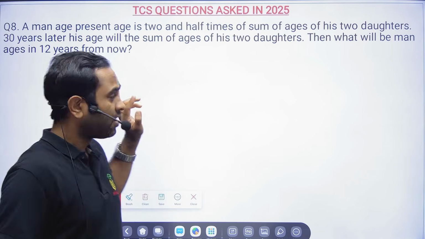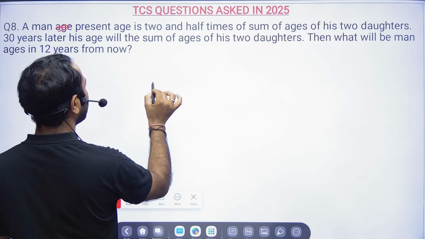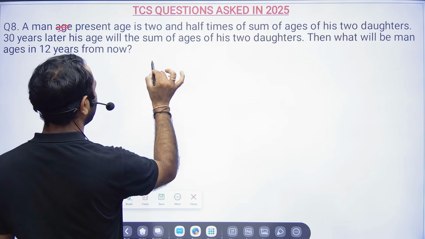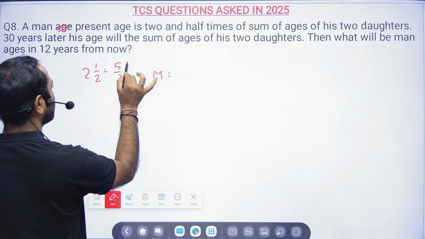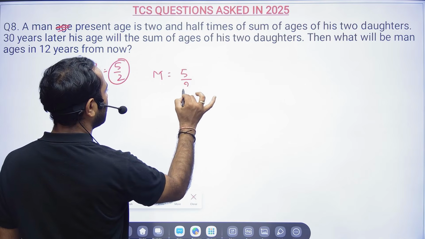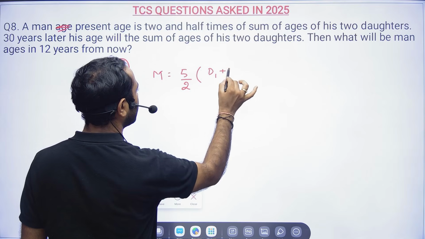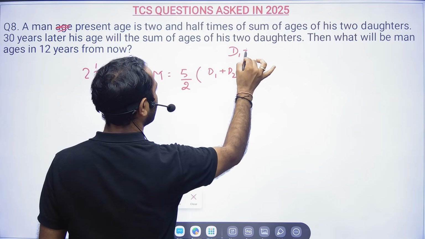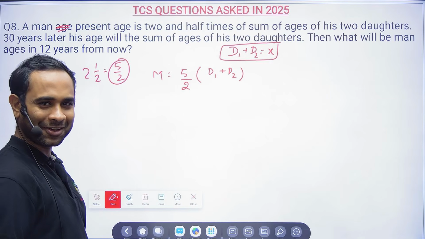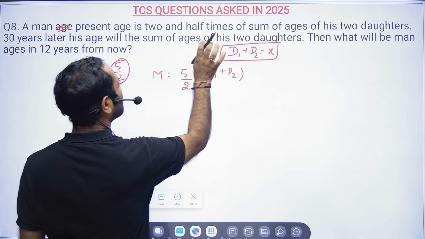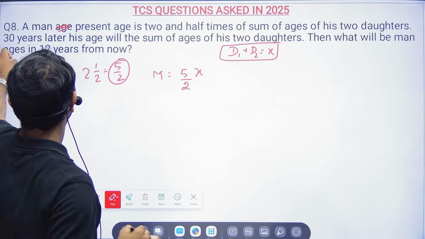Okay. Now let's see. So here a man's present age is 2.5 times, which is nothing but 5 by 2 times, the sum of ages of his two daughters, D1 and D2. Let us assume the sum of both daughters' ages is X. So man is nothing but 5 by 2 times of X. Okay. Fine. 30 years later.